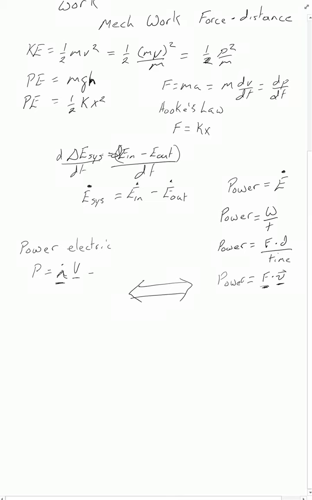You might also see this in different forms. So we might see this as I squared R, or V squared over R. And these connections are just back to our Ohm's law, which is V equals IR.